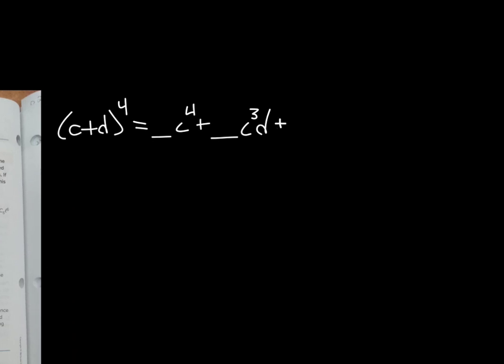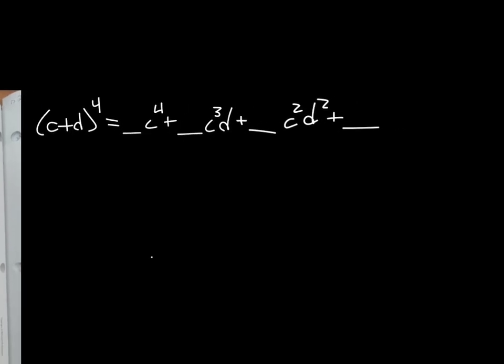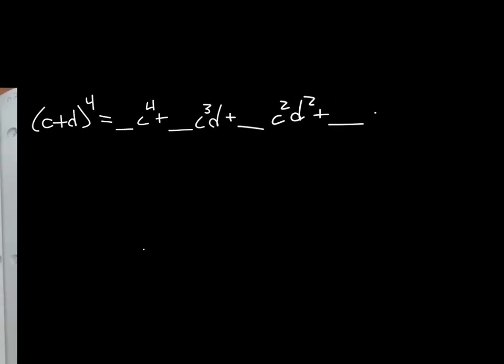Okay, again, we'll come back for the coefficients here in a second. What's the next variable makeup? C to the 2nd, D to the 2nd. We'll come back for the coefficient. What's the next one? And then finally, all right, so is everyone okay with those?